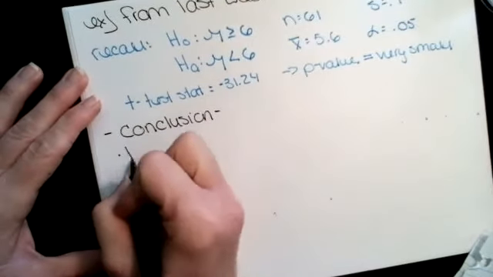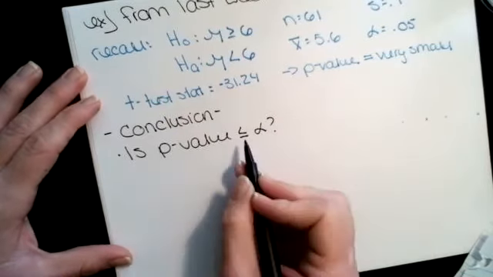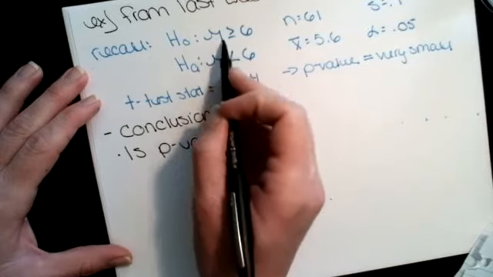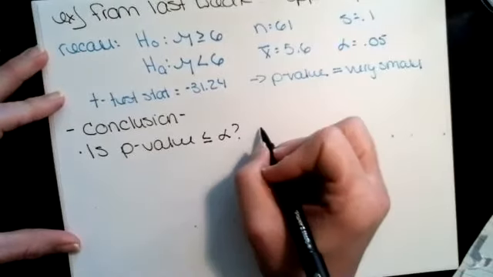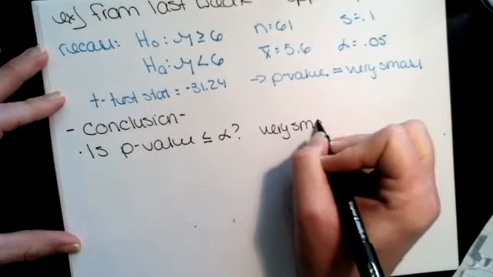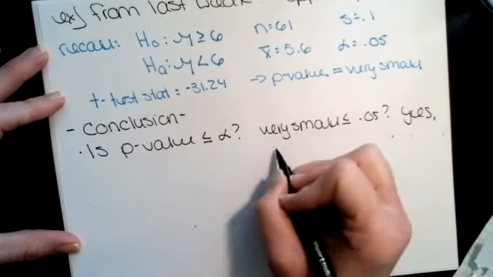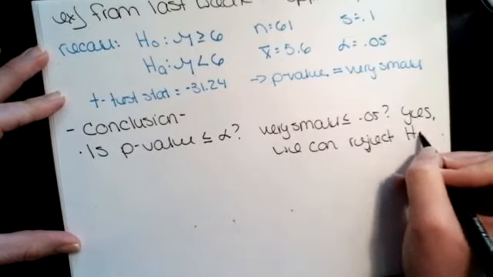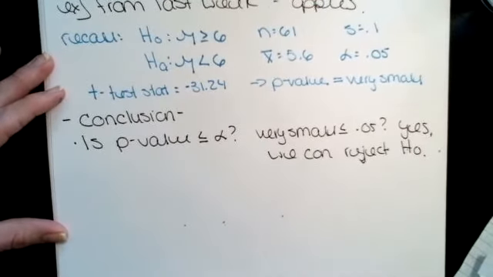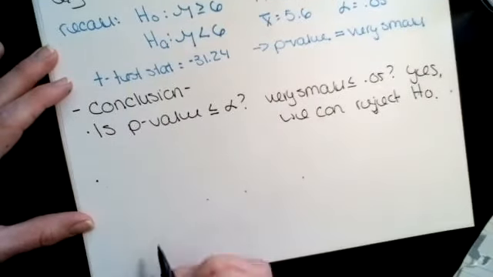So here, I'm going to say, is the p-value less than or equal to my alpha? It's always less than or equal to. It has nothing to do with any of these inequalities up here. This is always less than or equal to. So I'm going to say, is very small less than or equal to 0.05? Well, yes, it is. Yes, we can reject the null hypothesis. Okay. So if I can reject my null hypothesis, that means, yes, I do have evidence to support my goal.